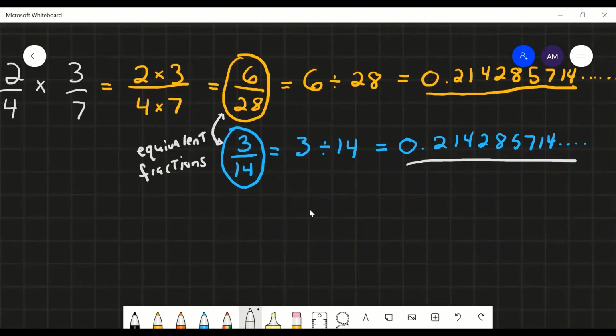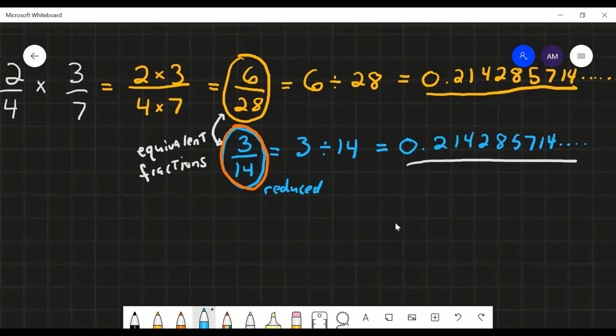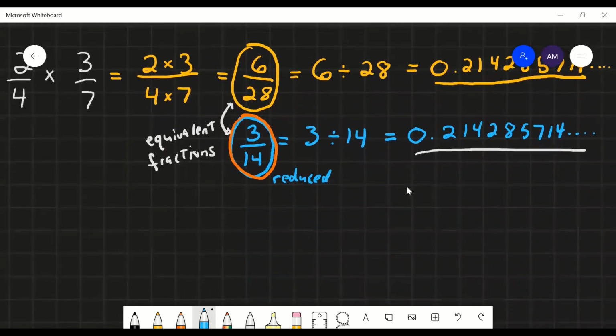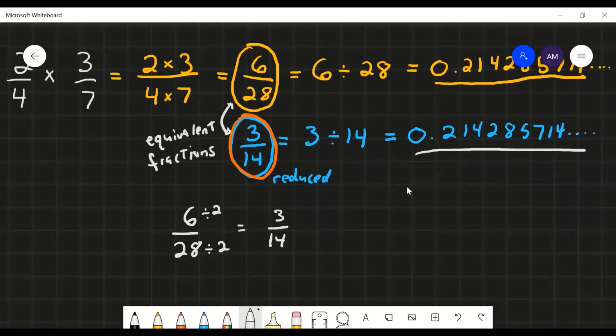They're technically both correct answers, but many professors, at least, would prefer the second one, the 3 over 14. The reason is we call this one reduced. So they're both equivalent to each other, but the 3 over 14 has the smallest numbers in it. There is a pattern that you might have noticed. 6 over 28, if we divide the numerator and we divide the denominator by the same number, we actually get the reduced form. And so always try to do that.